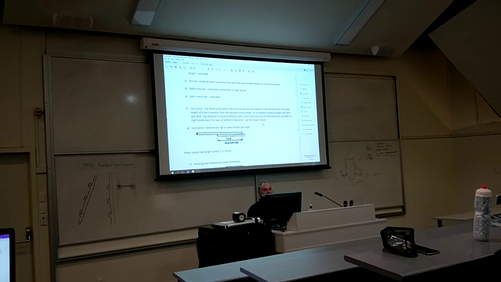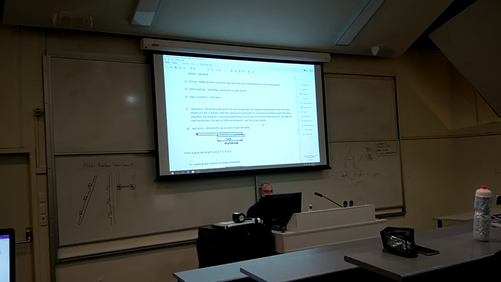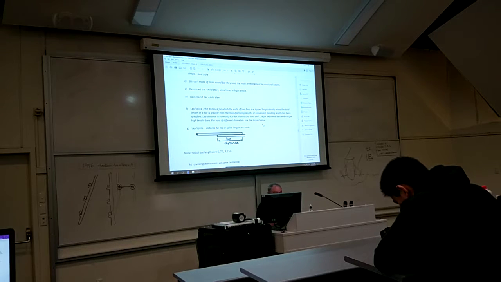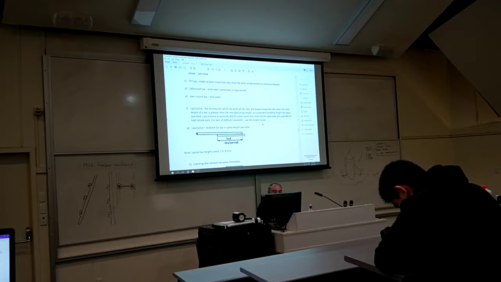Now, this is something where students got confused last year. They read this note here that says the lap is normally 40D on plain bars and 32D on reinforcing bars, D being the diameter. Now that is a multi-choice question, so that's one that you need to remember. The 32D, because most of our bars are deformed, so the question is about the deformed bar. 32D.